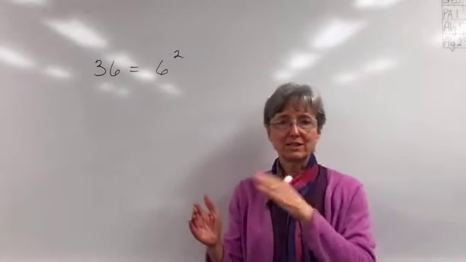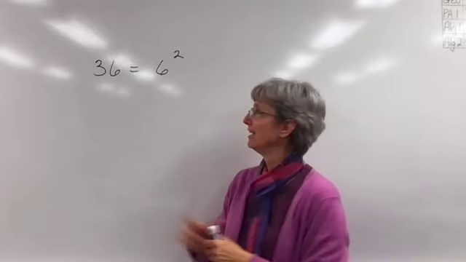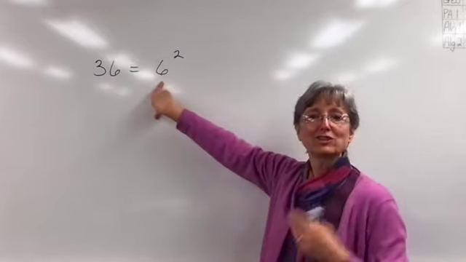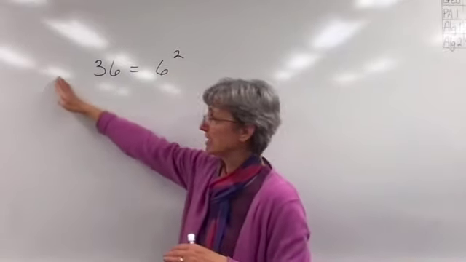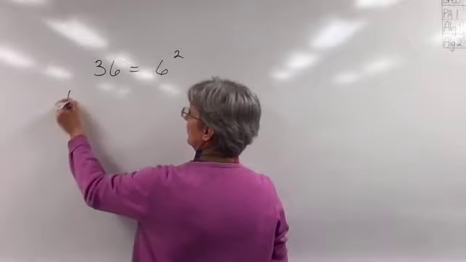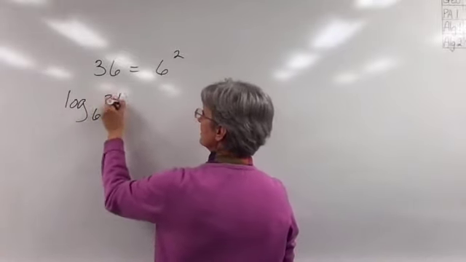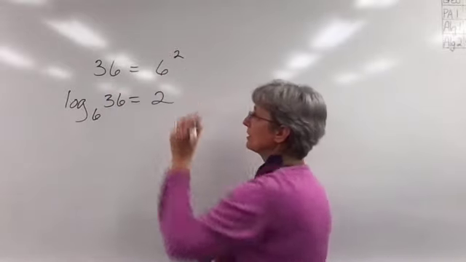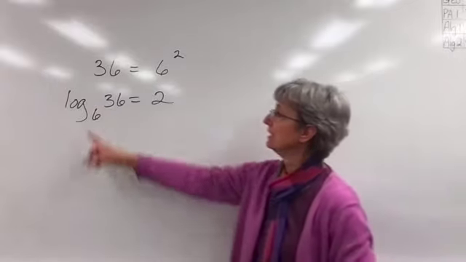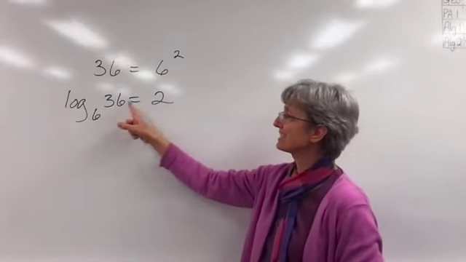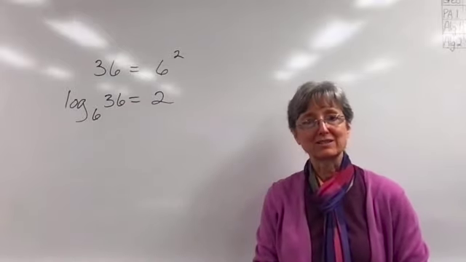I want to do a few more of these. Sometimes it helps to take a piece of paper and do it yourself several times till you get the hang of it. 36 is 6 squared. Change this to logarithmic form. Grab that log, sling that base over to this side. Log base 6 of 36 equals my exponent. My exponent is always my answer in a log problem. Log base 6 of 36 is 2 because 6 to the power of 2 is 36.